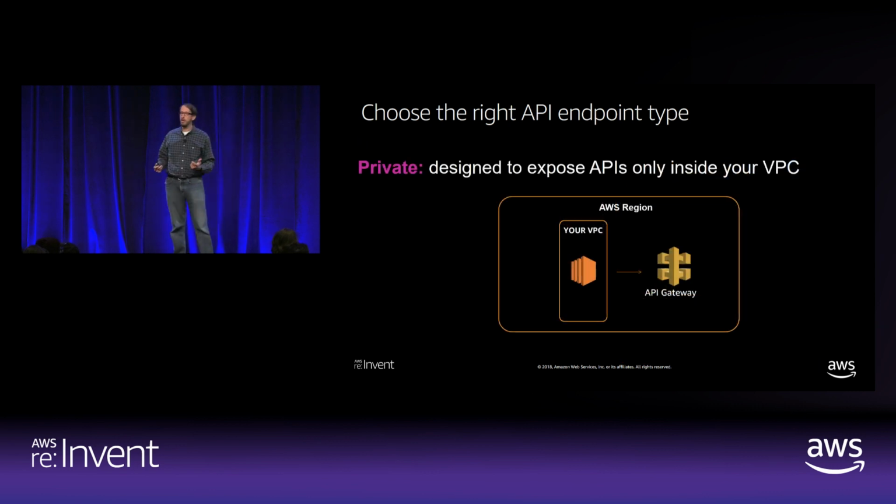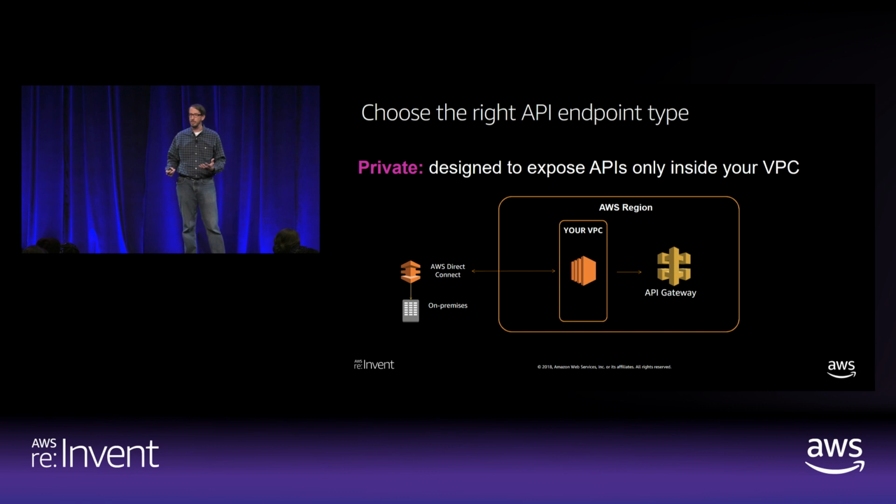And then the third type of API with API Gateway is a private API. And this just means it's inside the VPC. It's not exposed at all to the public network or the public side of our data centers. Systems and instances inside your VPC can contact that API directly. And we've also enabled scenarios through AWS Direct Connect for private APIs as well.